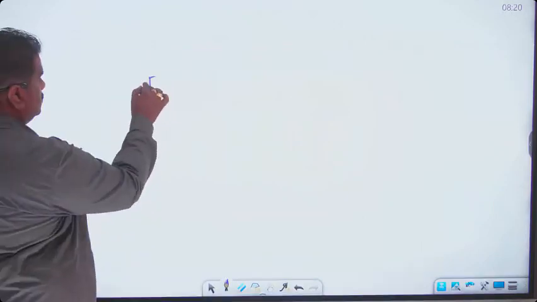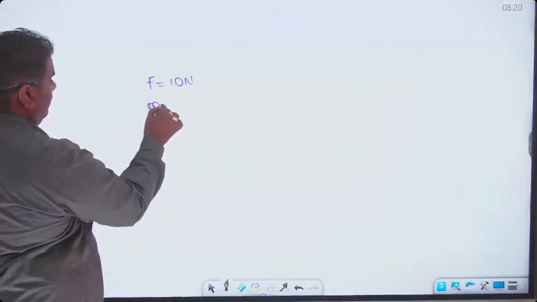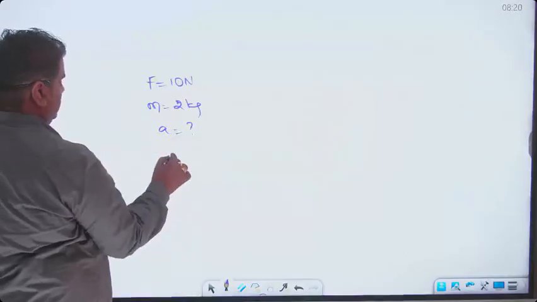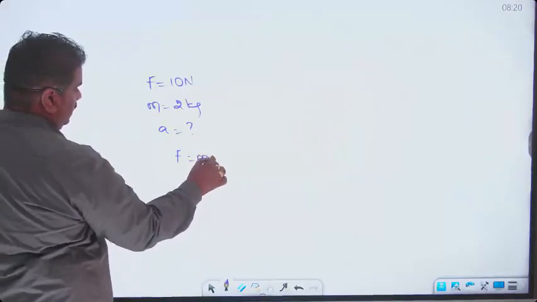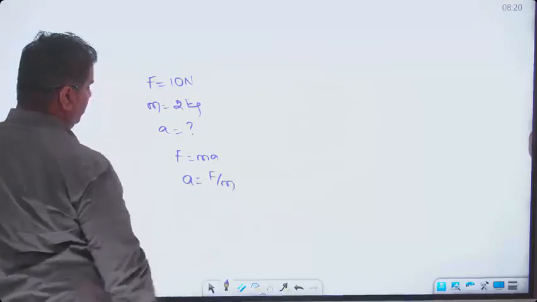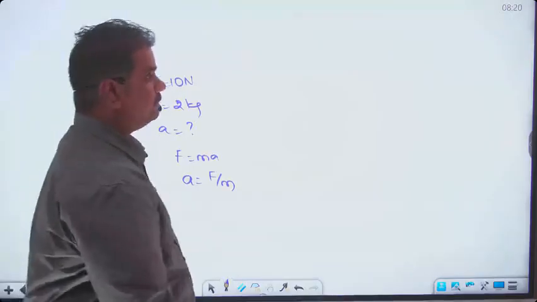A force of 10 newton acts on an object of mass 2 kg. Find the acceleration. F equal to m into a, or else a equal to f by m. That is 10 by 2, which is equal to 5 meter per second square. Next one.